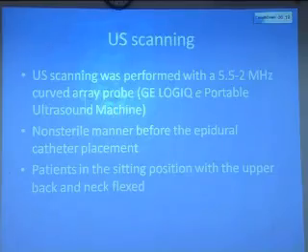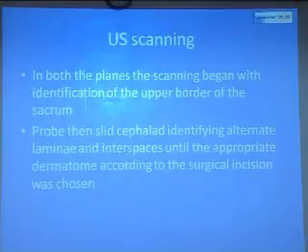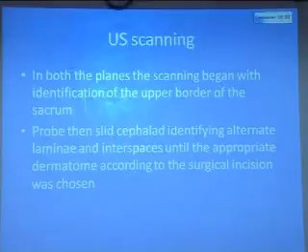The scanning was performed with a curved array probe of 5.5 to 2 MHz with the patient in sitting position with the upper back and neck flexed, in a non-sterile manner before the epidural procedure. In both the planes, the scanning began with the identification of the upper border of the sacrum, and the probe was then slid cephalad, identifying alternate laminae and interspaces until the appropriate dermatome according to the incision was chosen.